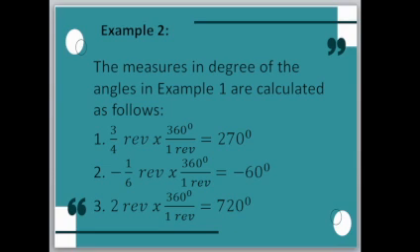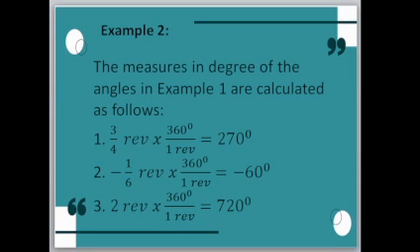Okay, we will go to example 2. The measures in degrees of the angles in example 1 are calculated as follows. Number 1, 3/4 revolution, and we will convert that to degrees. Since 1 revolution is equivalent to 360 degrees, that will be used in converting revolutions to degrees. So 3/4 revolution times 360 degrees over 1 revolution, and we cancel out the unit revolution. So our remaining unit is degrees.